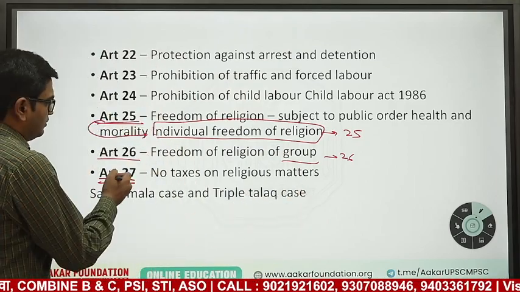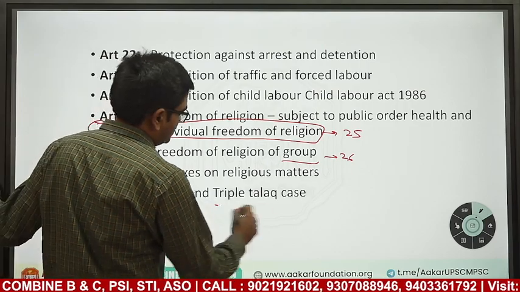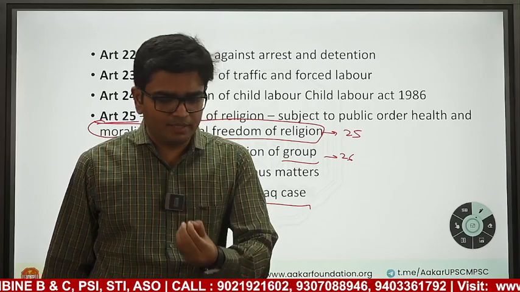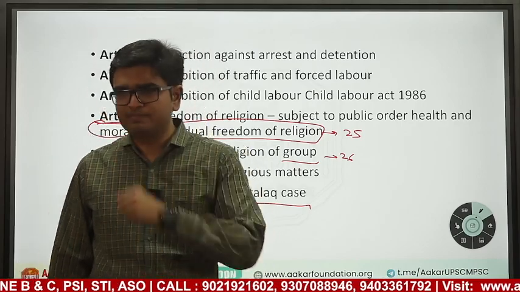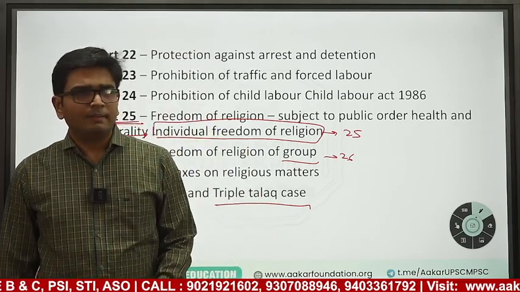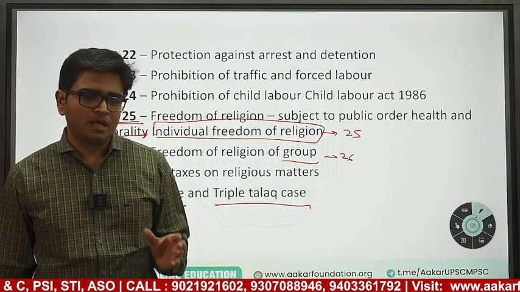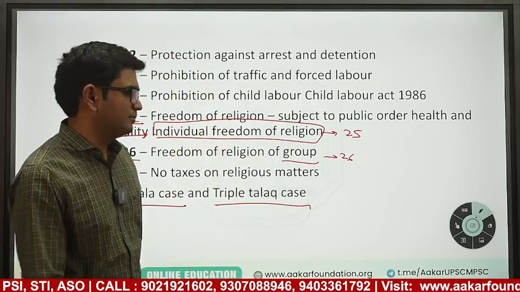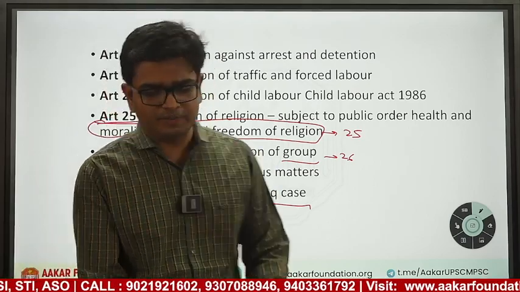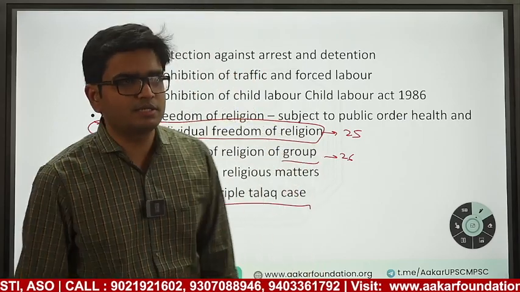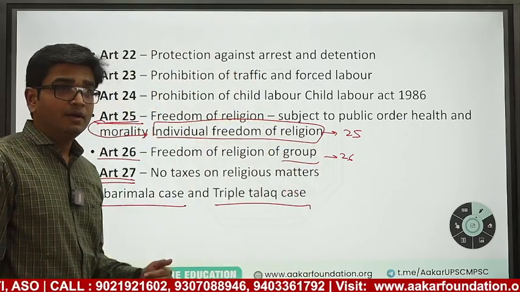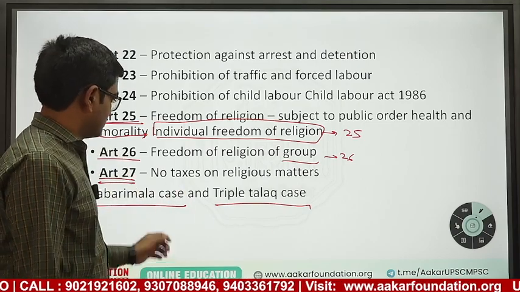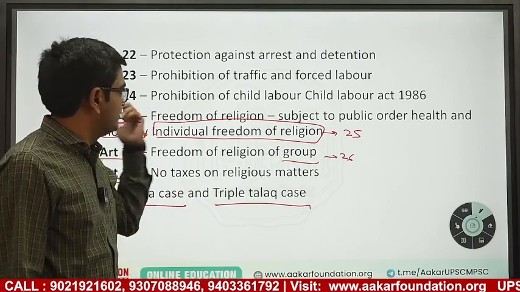For example, cases with respect to the right to religion are triple talaq and the Sabarimala case. Sabarimala is a temple in Kerala. The government made a law that women of a particular age cannot enter this temple. But the 5 judge bench of the Supreme Court said that it is unconstitutional, against Article 14, right to equality. A few judges even went on to say that it is against Article 17, untouchability. But now the case is before a 7 judge bench. We will see what happens.